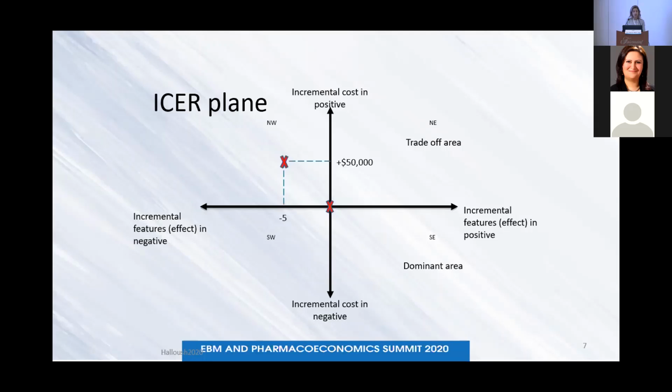The worst scenario is that we have a decrease in healthcare outcomes and an increase in incremental cost. This question is also an easy question, and the answer will be a no. This drug is worse than the comparator and dominated by the comparator as well.